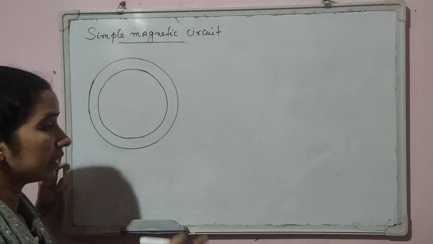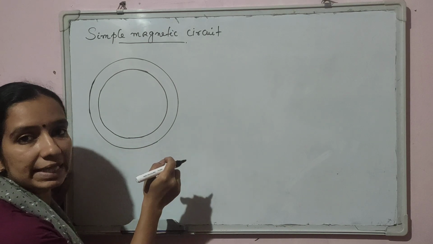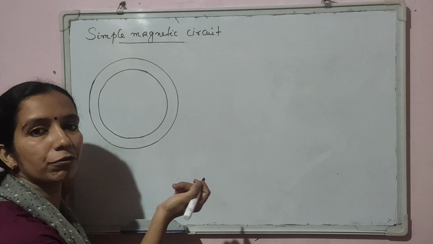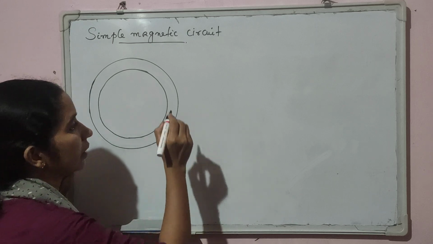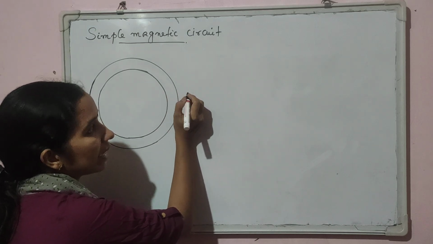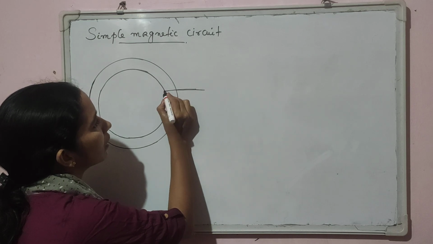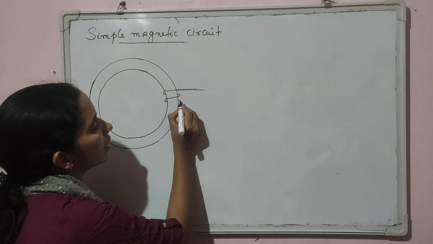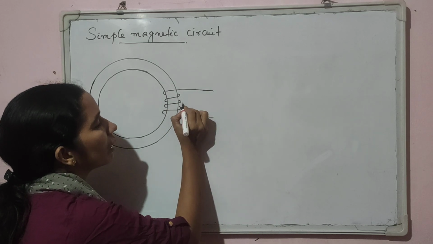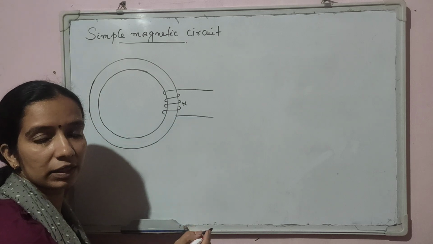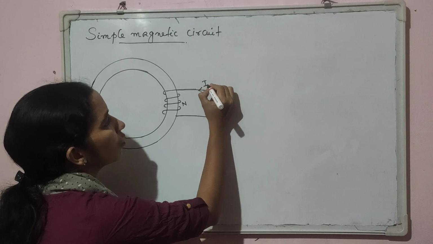For that, consider an iron ring like this, and let a current carrying coil of N number of turns be wound around this iron ring. So we have considered an iron ring, and a current carrying coil of N number of turns is wound around this iron ring. This coil has N number of turns, and a current of I amperes passes through this coil.